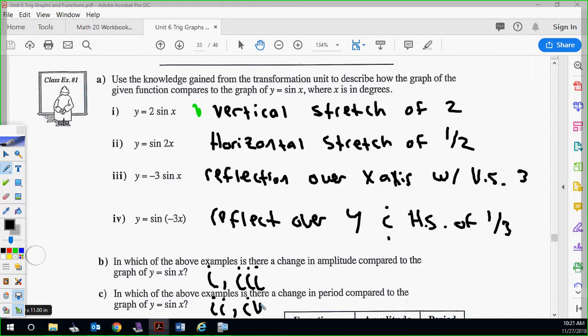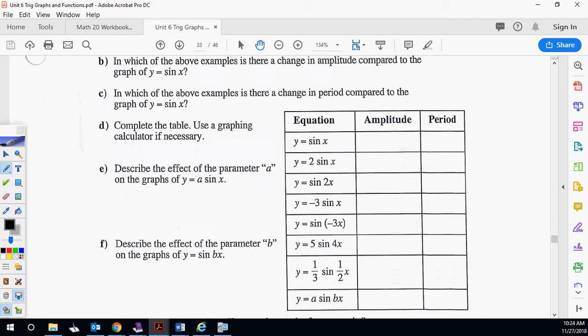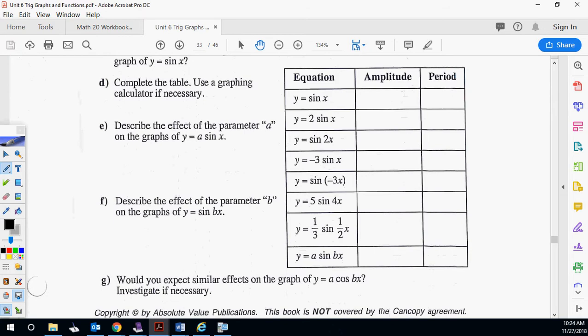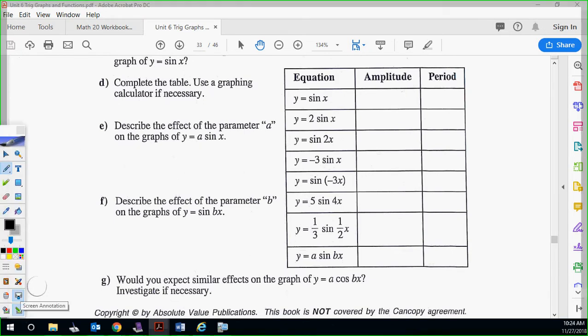Complete the table using a graphing calculator if necessary. We'll just fill these out together. We'll save the graphing calculator. I'm pretty sure you guys can punch these in. So complete the table. y equals sine of x. We know the amplitude for that is 1. We know the period is 2 pi or 360. They're doing it in degrees, so we'll say degrees here. So then 2 sine x. What does that become?